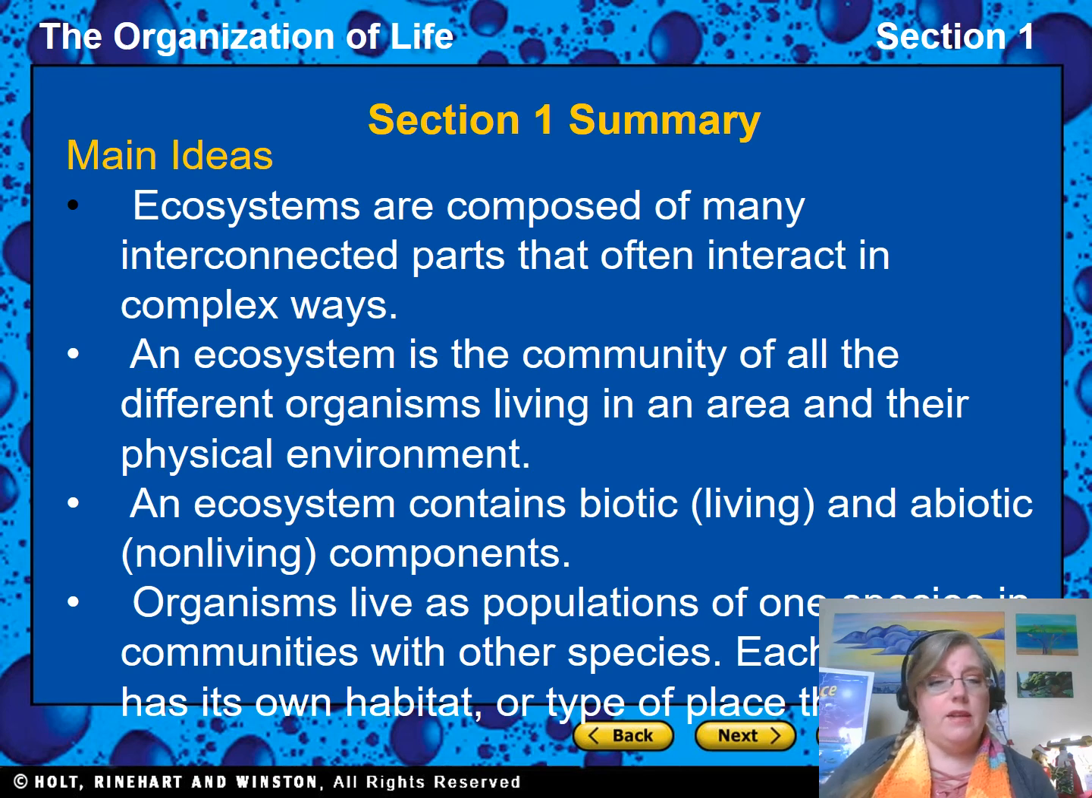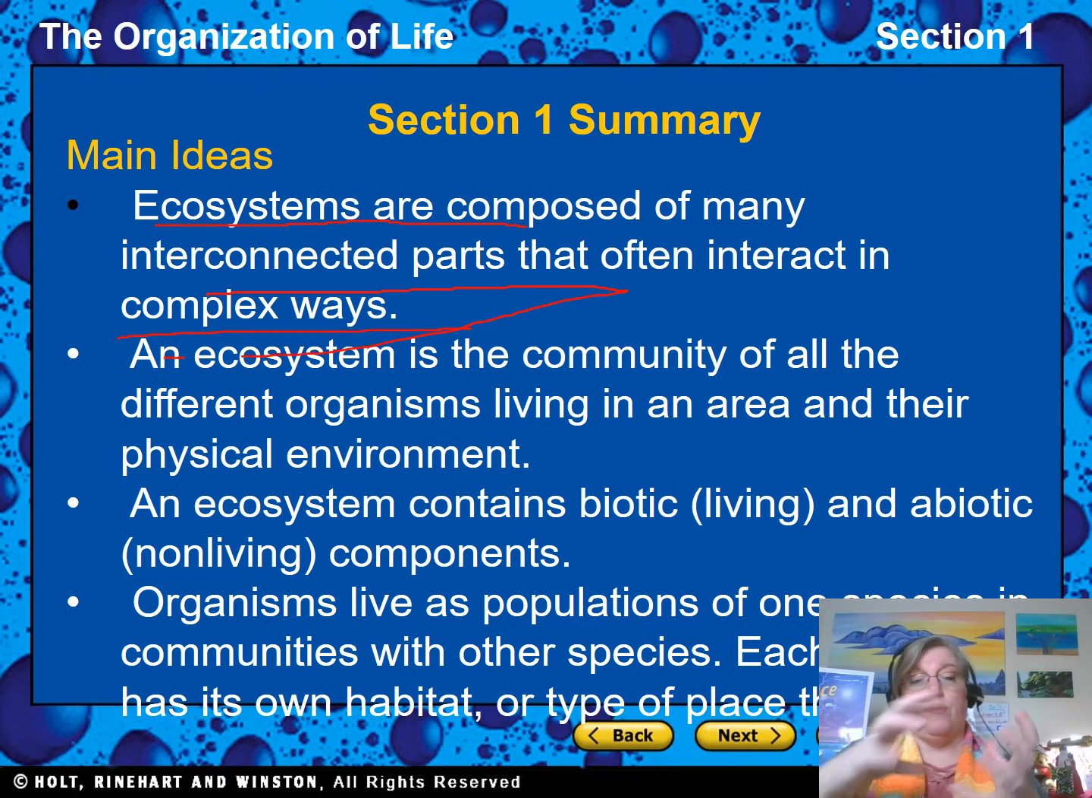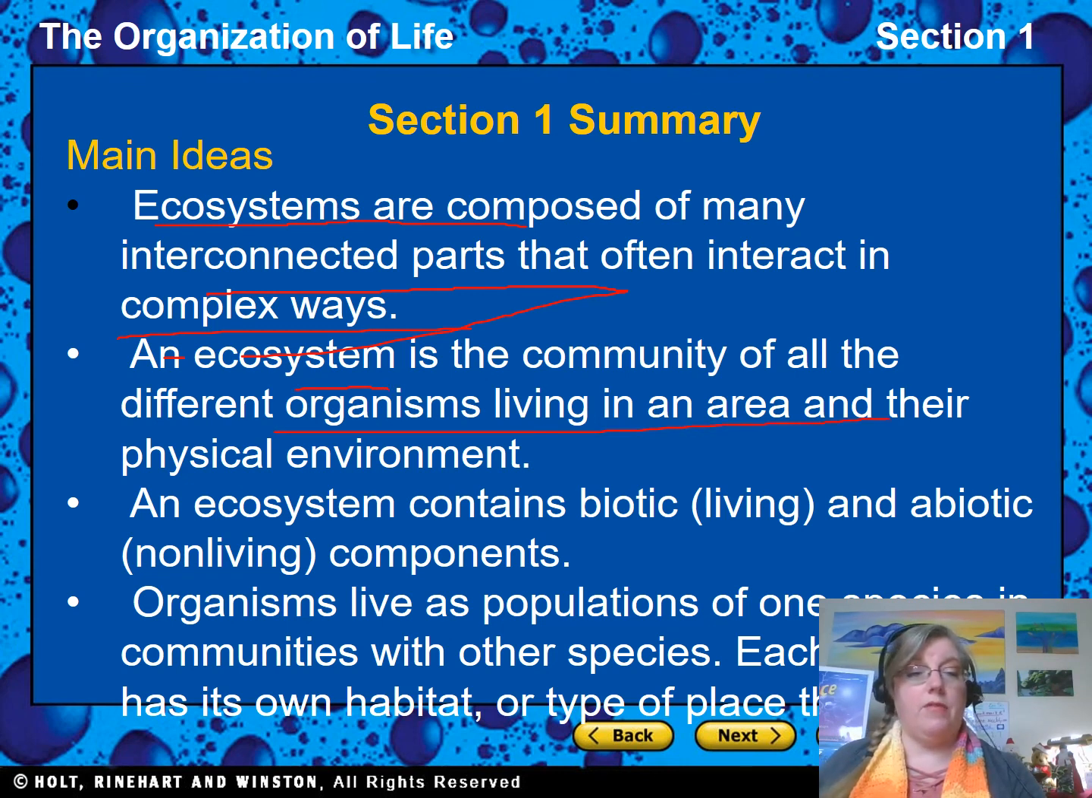These are the main ideas that we've covered today. It's like a summary. Ecosystems are interconnected, and they often interact in complex ways. An ecosystem is the community of all the different organisms that live in an area and their physical environment. Remember, community is just living things. If you add the non-living, then you've moved up to ecosystem. An ecosystem is going to contain the biotic, the living parts, and the non-living abiotic components.